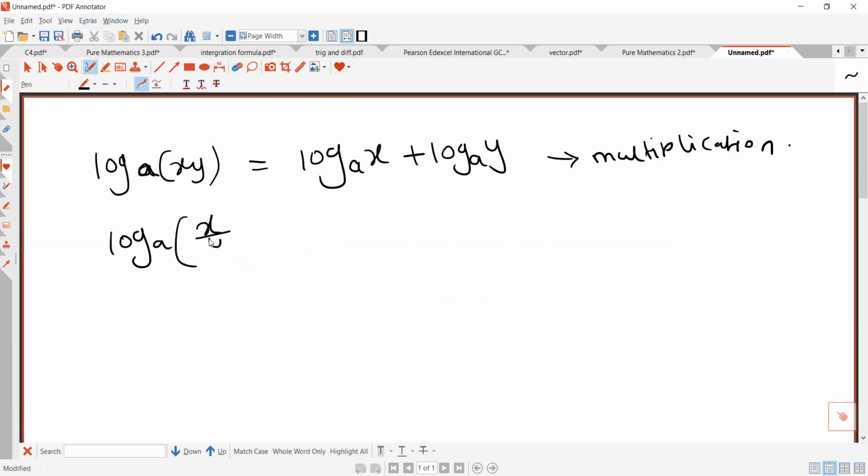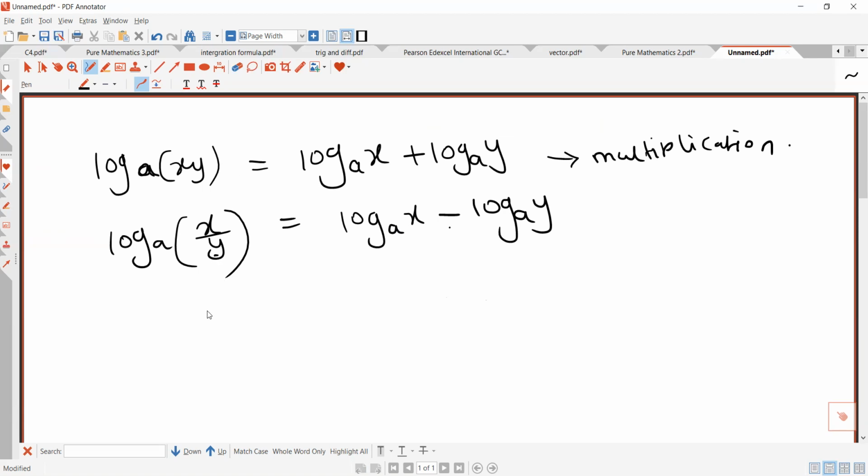If there is a division, we call this the division rule. It means log to the base a of x minus log to the base a of y. In the division rule, it becomes negative. The bottom one becomes the negative. Understood, everyone? Okay. Then there is something known as the power rule.